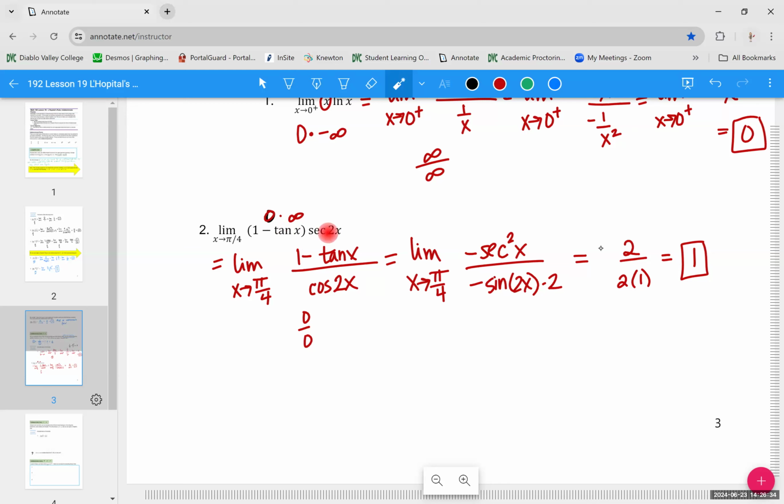So I need to pick one of these two things to move to the denominator. And when I move it, I will be taking its reciprocal. Well, again, 1 minus tan x is going to give me a pretty messy chain rule to take a derivative of if I put it in the 1 over that. But 1 over secant is just cosine. So I moved the secant of 2x down to the denominator and flipped it to make it a 1 over secant of 2x, which is the same as cosine of 2x. That gives me a 0 over 0. So then I take the derivative of the top and the derivative of the bottom and direct sub again. And I'll get 1 as my final answer.